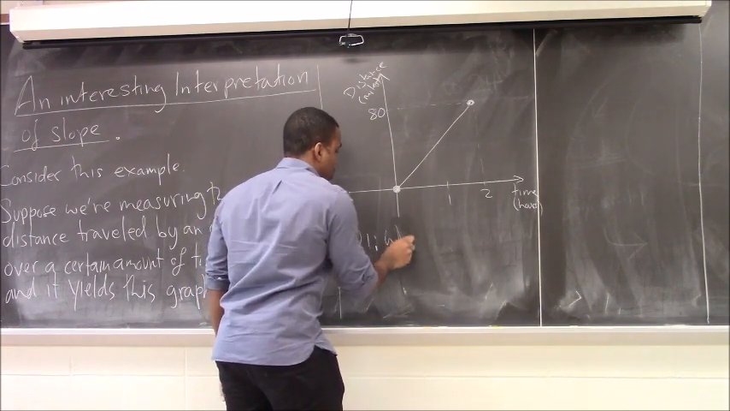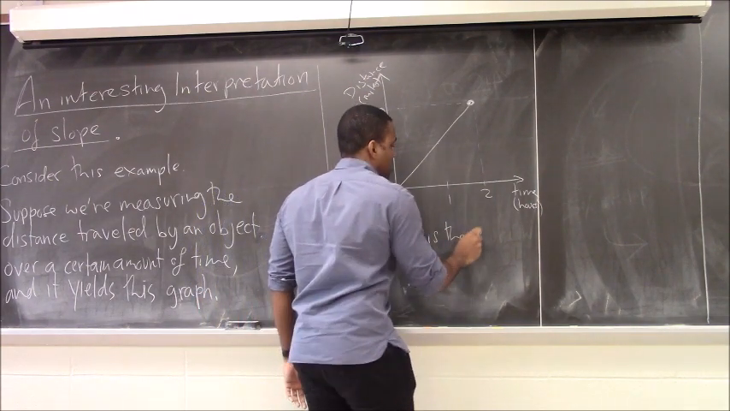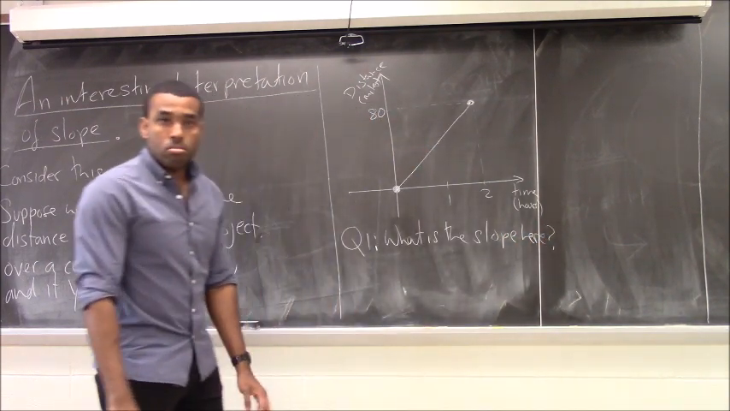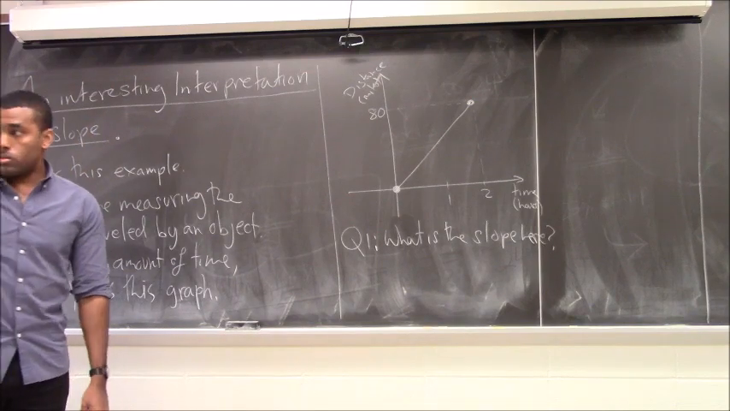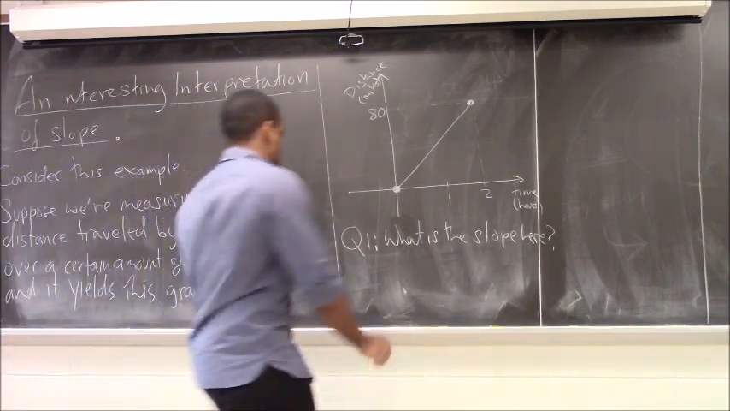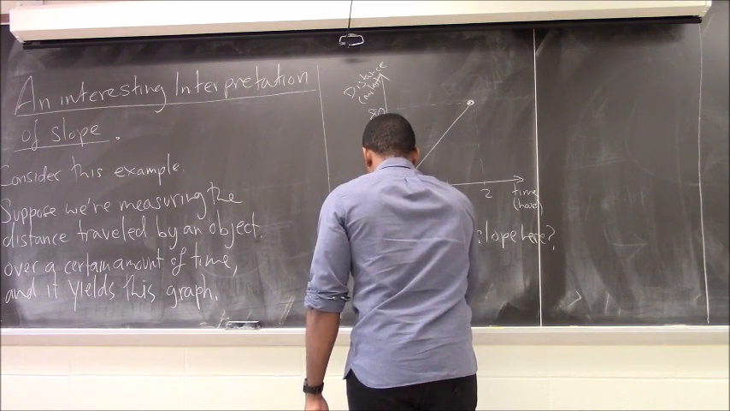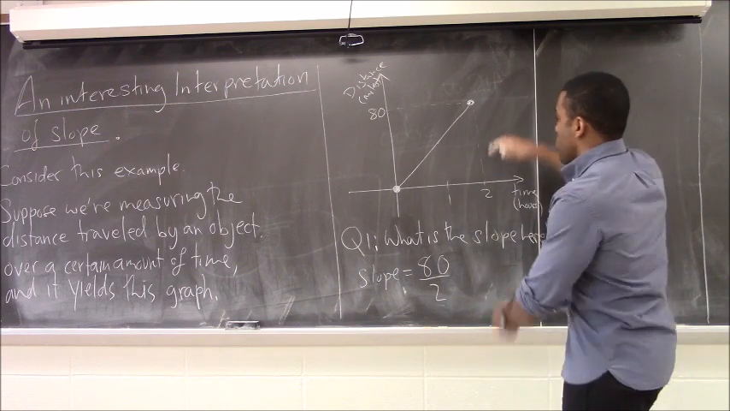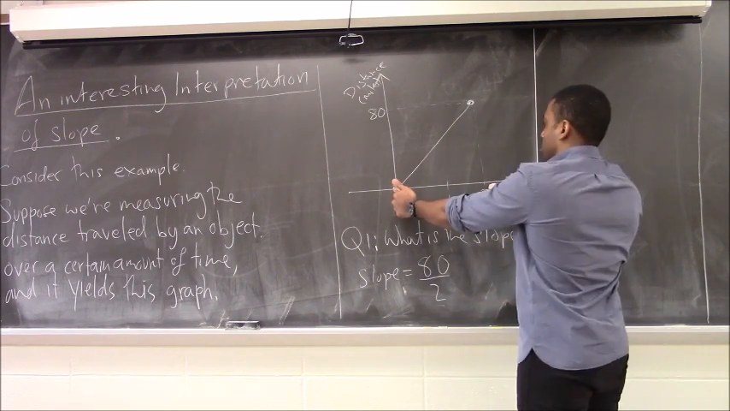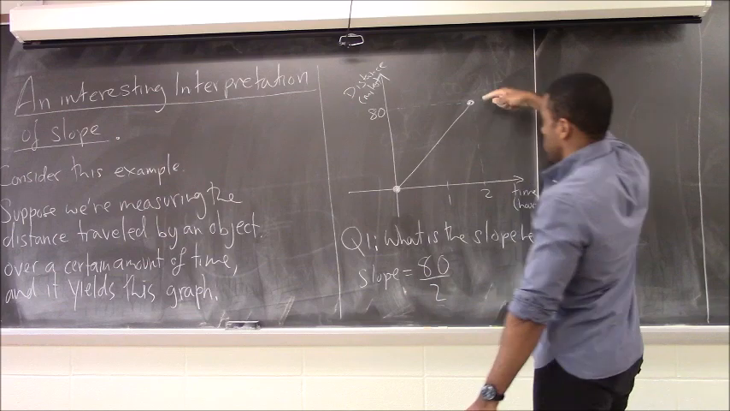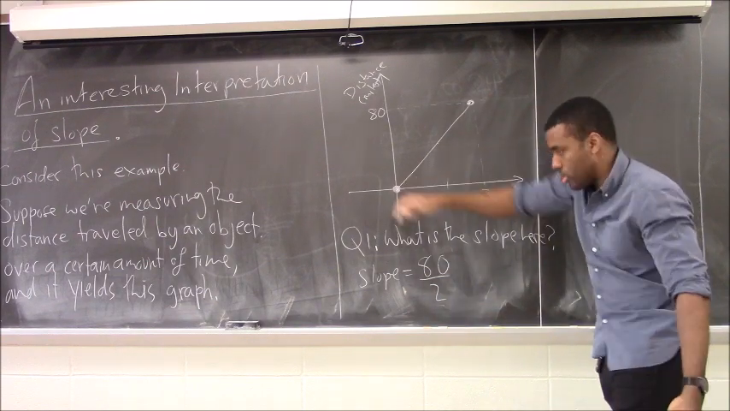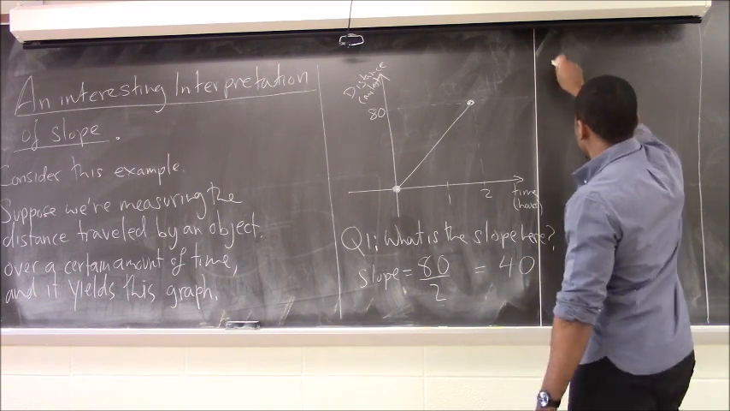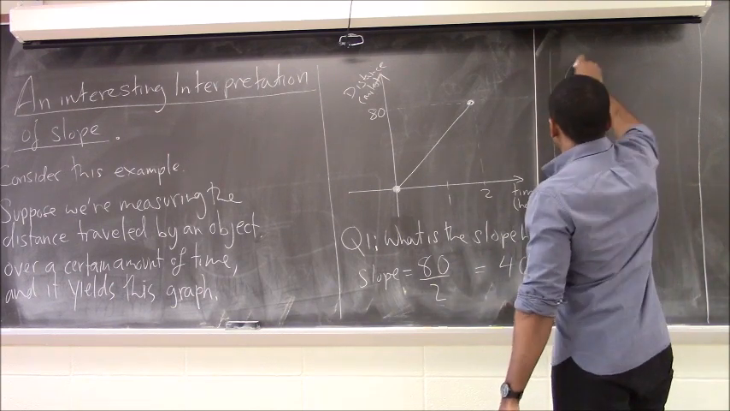Question 1. What is the slope of this line? Is it 40? Slope is 40. How would you get that? 80 over 2. Take 80 over 2, right? Which is basically the rise over the run. Or you can think of it as y2 minus y1 over x2 minus x1. But you get 80 over 2, and you get 40. Question 2.